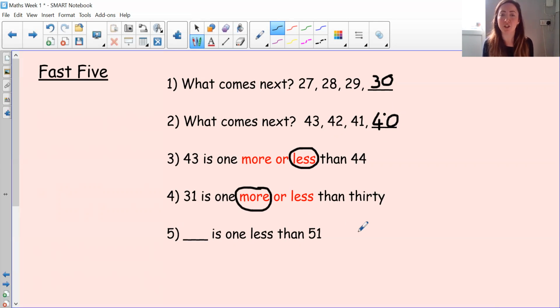And then finally, which number is one less than 51? So I'm thinking of 51, my number is one less. If I take 1 away, it must be 50. I'm taking 1 away from the ones, and 1 take away 1 is 0, isn't it? So 50 is one less than 51.